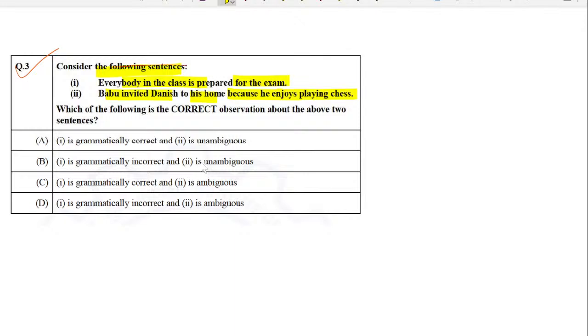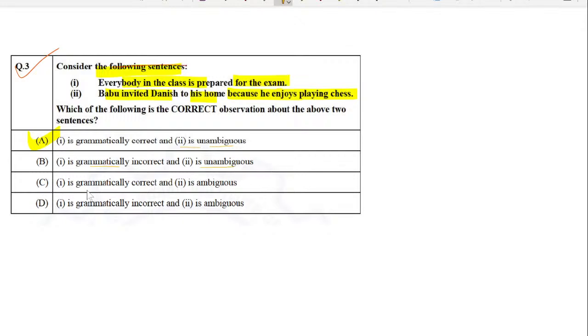Okay, so the question says consider the following statements, and now the options are: option A says that 1 is grammatically correct and 2 is unambiguous, and option B says that 1 is grammatically incorrect and 2 is unambiguous.